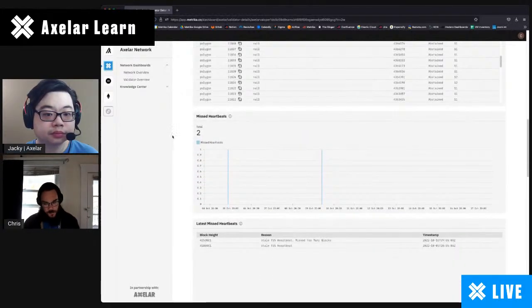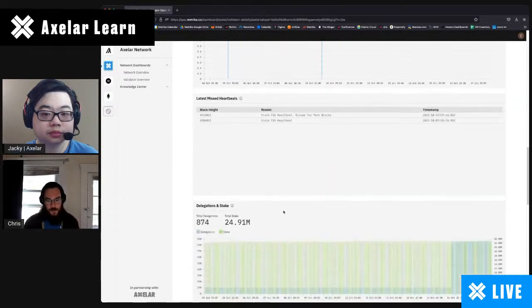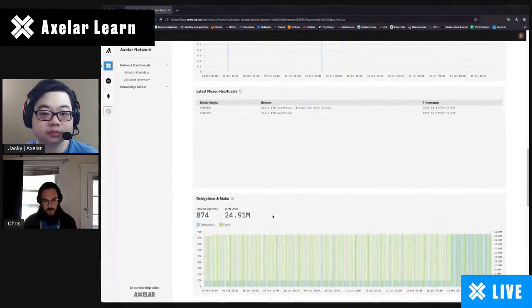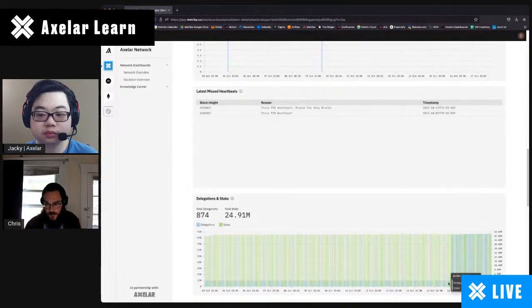And then quickly, I just want to go through some of the other charts. Basically, we've gone through all of this information. This provides time series views of how frequently this is happening. So you can see these heartbeats are fairly infrequent. If we look at delegations and stake here, you can see that for this validator, delegations and stake have increased relatively recently. You can see delegations actually increased from about 100 to 858.